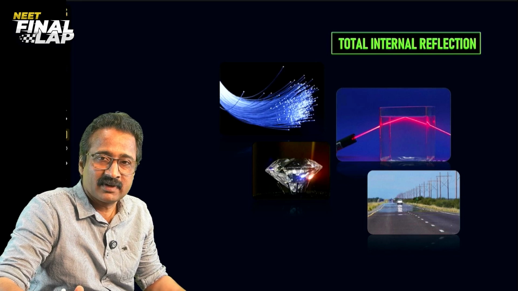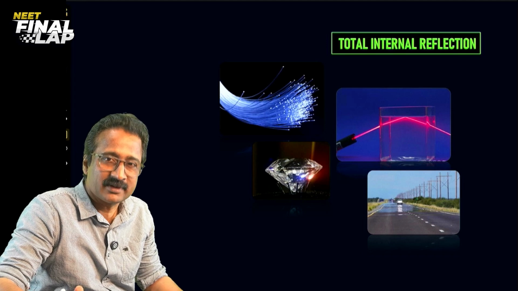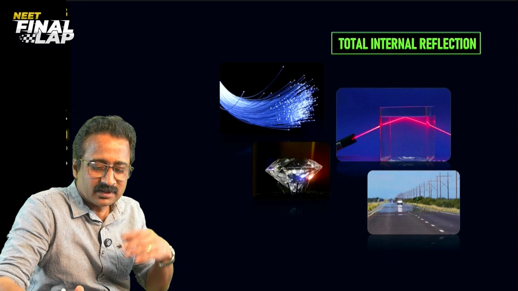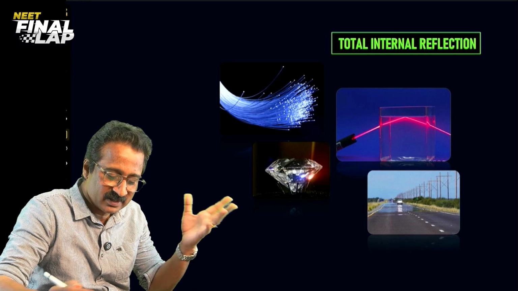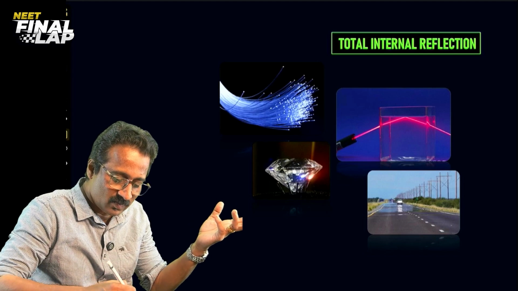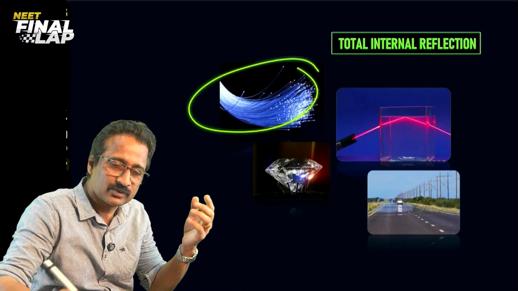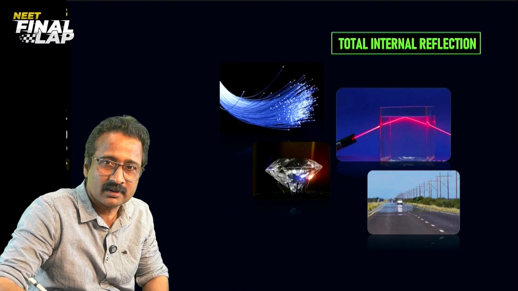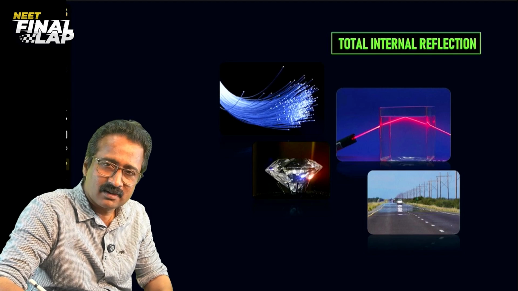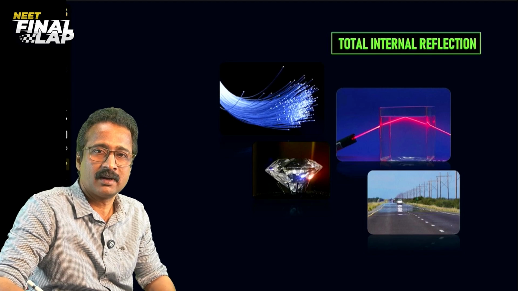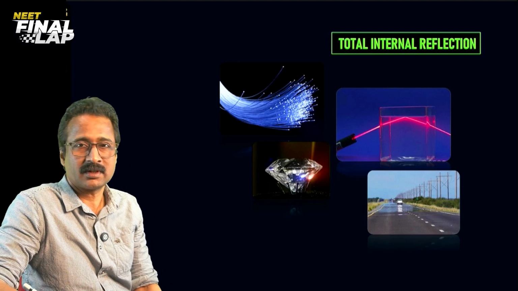It happens whenever light is passing from a denser medium to a rarer medium. Total internal reflection is the underlying principle of many devices. For example, optical fibers work on the principle of total internal reflection, and many natural phenomena can be explained using it.